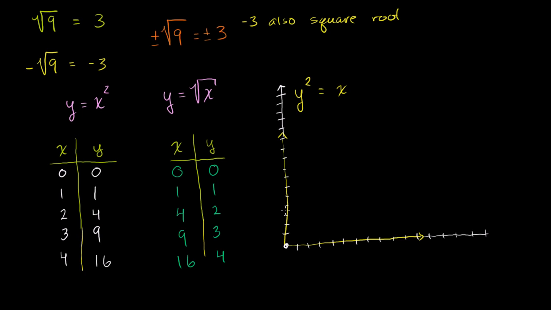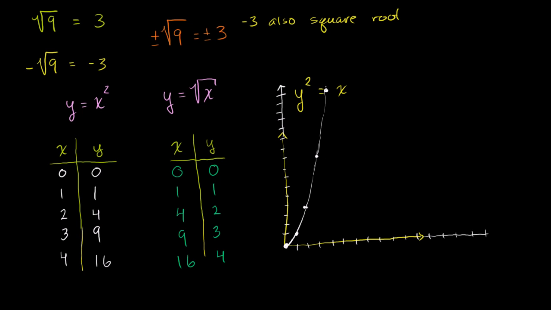Now let's graph it. So we have 0, 0, 1, 1, 2, 4, right there. 3, 9, 3, comma 5, 6, 7, 8, 9, is right about there. And then we have 4, 16, which is going to be right about there. So the graph of y is equal to x squared, and we've seen this before, it's going to look something like this. We're just graphing it in the positive quadrant, so we get this upward opening U just like that.